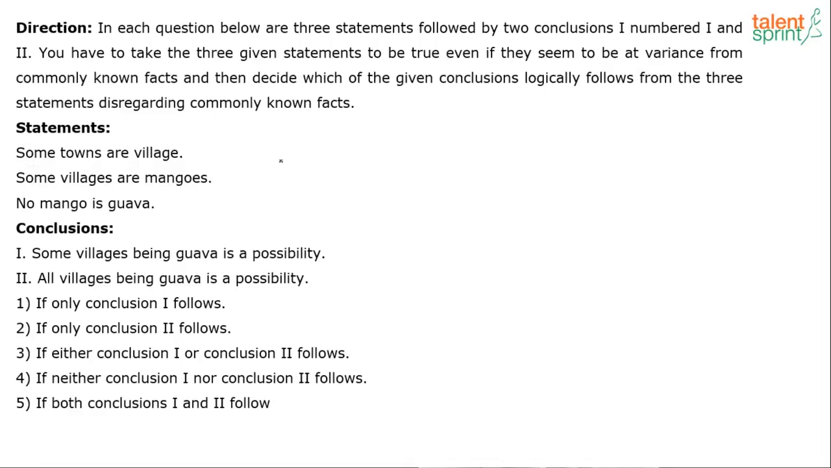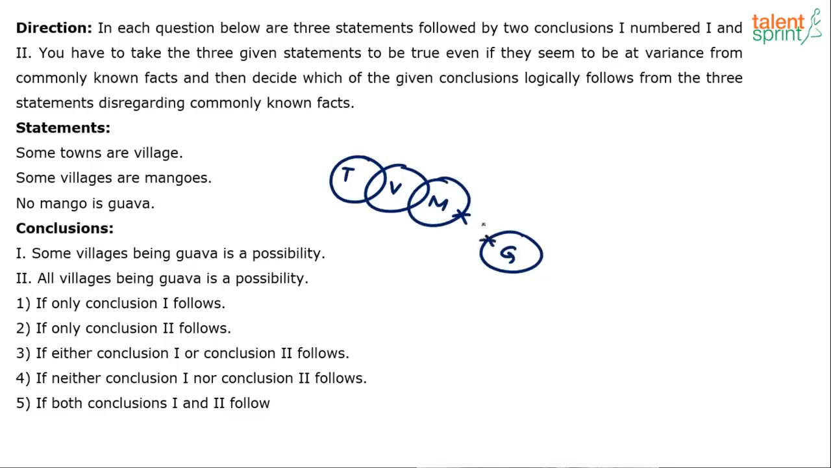So look at the statement: some towns are villages. Some villages are mangoes. No mango is guava. Now, conclusion number 1. Some villages being guava is a possibility. Yes, it is. See, guava should not touch mangoes, but guava can touch villages, right? So some villages being guava is a possibility. So the first one is true.